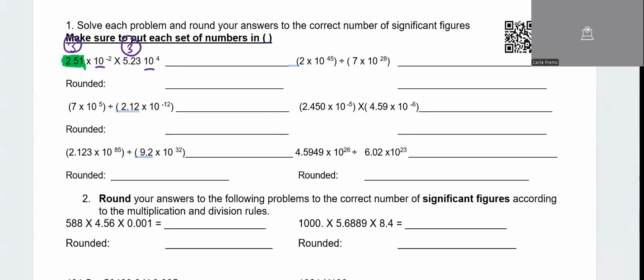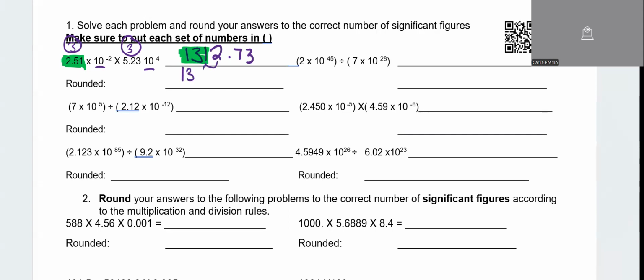Typing that into the calculator, we should get 1,310. Or sorry, 312.73. The first amount of sig figs are 1, 3, and 1. So I definitely need to keep those.